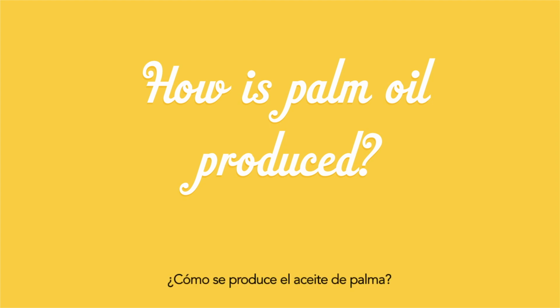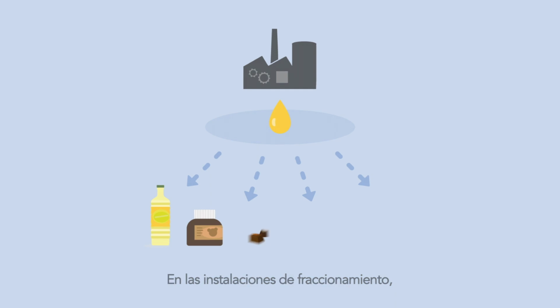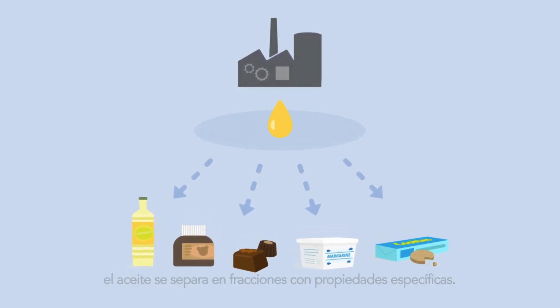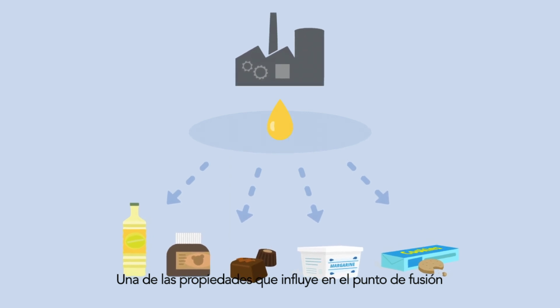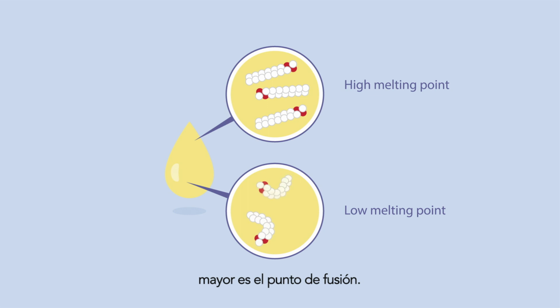How is palm oil produced? At the fractionation facility, the oil is separated into fractions, each with specific properties. One of the properties that influences the melting point is saturation. The more saturated, the higher the melting point.